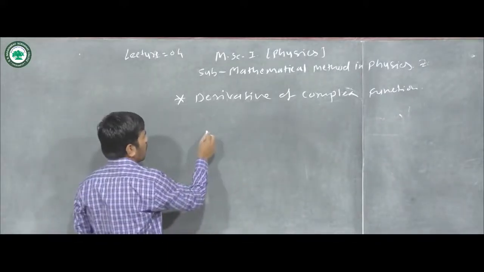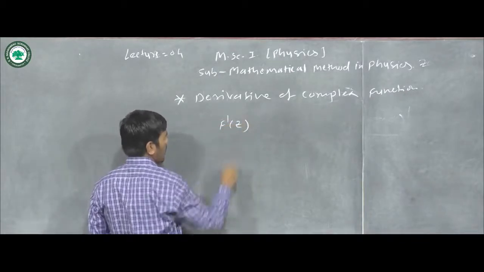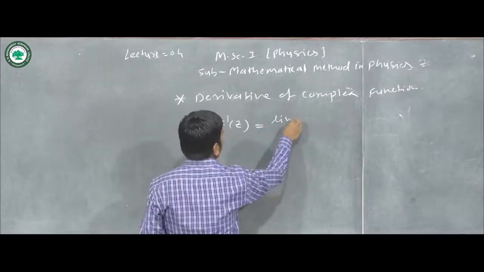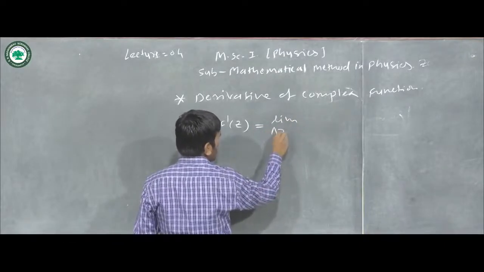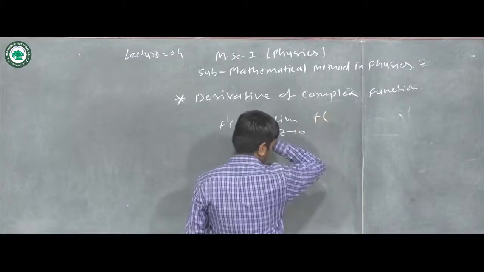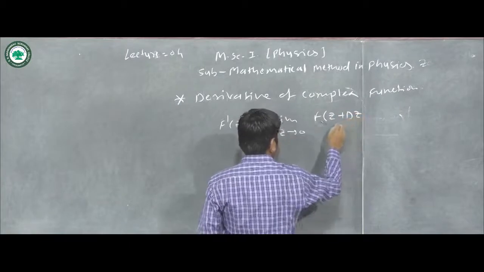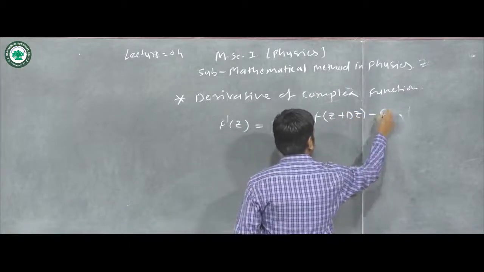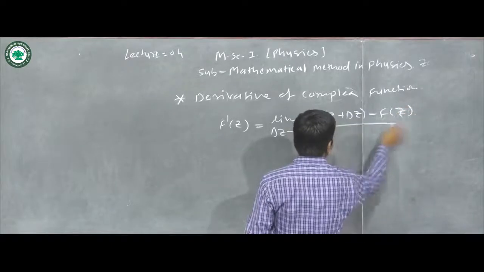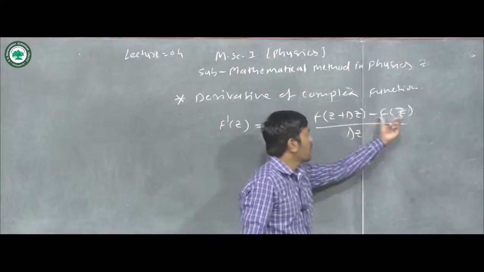Okay, so if I write like this, f prime z is equal to the limit as del z tends to 0 of f of z plus del z minus f of z, divided by del z. Now this is a real quantity.